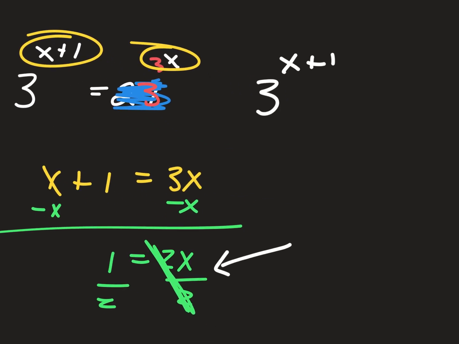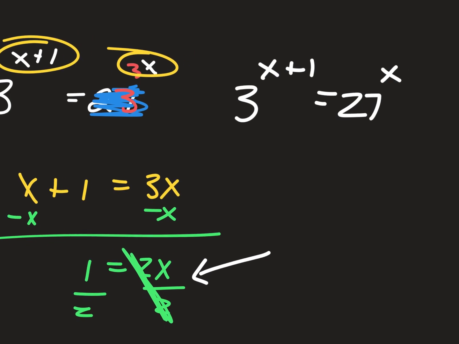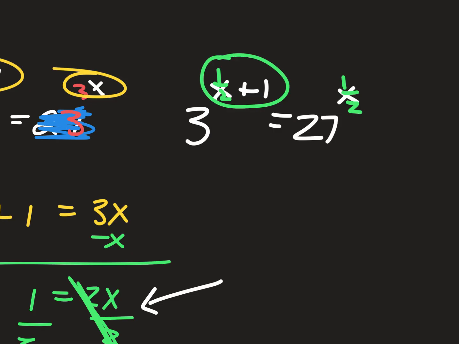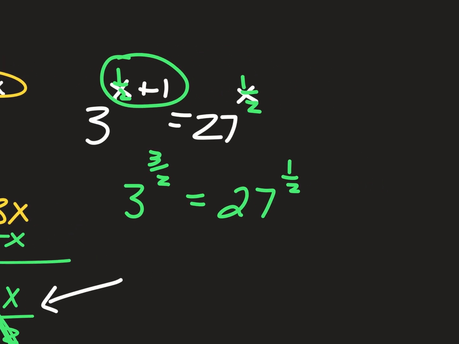3 to the x plus 1 is equal to 27 to the x. If it won't actually work when I put a 1/2 here, then I must be doing it wrong. All right, so I'm going to check it and watch what happens. If I have a 1/2 plus a 1, that's 3 to the 3/2, equals 27 to the 1/2. That's like the square root of 27.